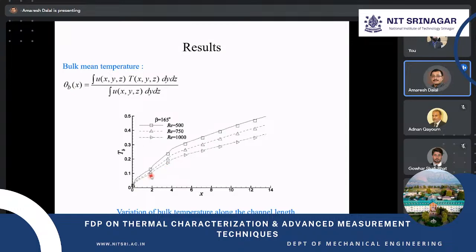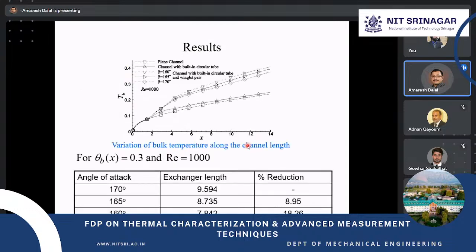You can see that obviously the bulk mean temperature increases along the axial direction, and for a particular beta, if we have a higher Reynolds number, then we have lower bulk mean temperature along the channel length. And this is with the winglet placement, and you can see how the bulk mean temperature actually varies. Then you can see that for 160 degree, bulk mean temperature is high, and for 170 degree it is low at a particular x.